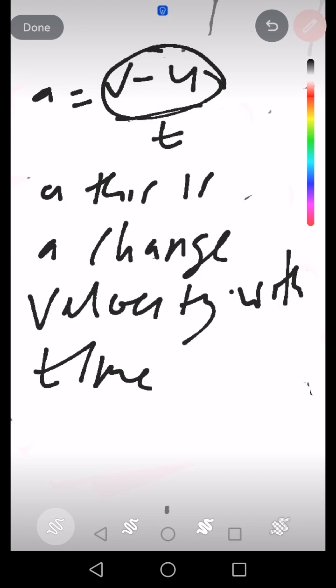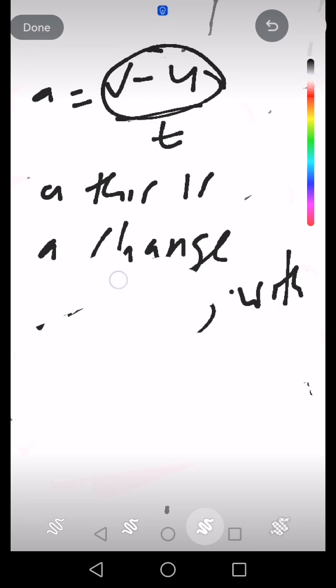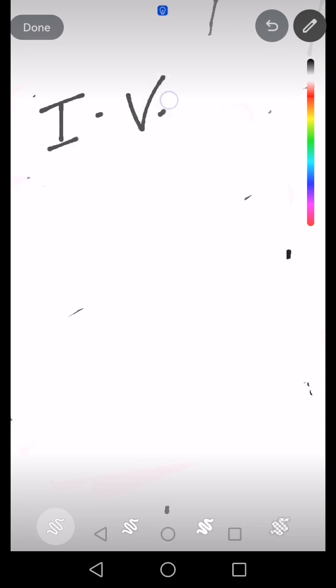Yes, another thing which you need to know, instantaneous velocity. So instantaneous velocity, this is a change of velocity at a specific time. So instantaneous velocity.